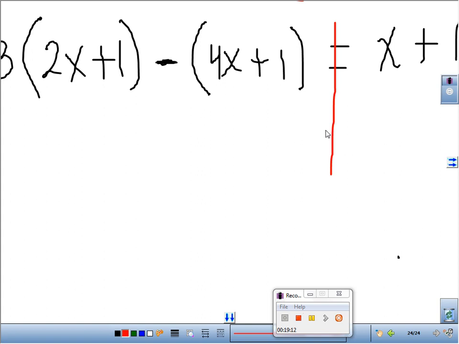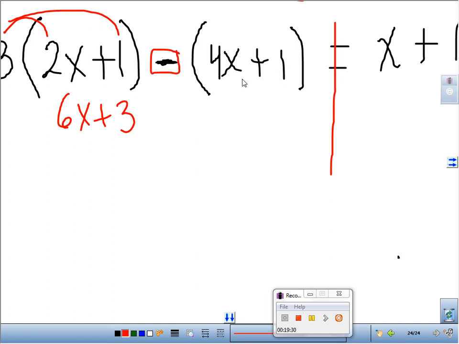Let's see what we got. Can we simplify the right side? No. The left side, I'm going to distribute the 3 here. This becomes 6x plus 3. Look at this parentheses, though. It has a negative in front of it. What happens to everything inside? Changes to its opposite. Negative 4x minus 1 equals, I'm going to bring down the x plus 1.